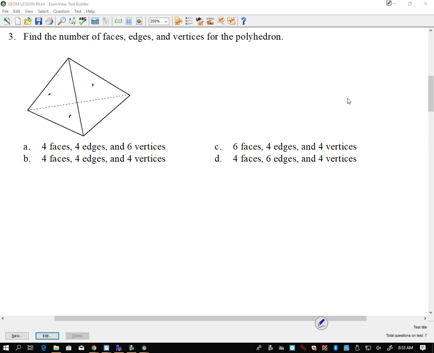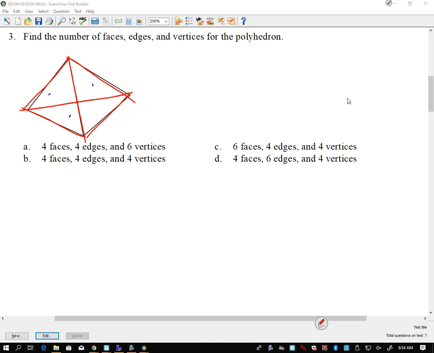All right, edges. Maddie, how many edges does this triangular pyramid have? Six. 1, 2, 3, 4, 5, 6, right? Okay, 6. Chandler, how many vertices?